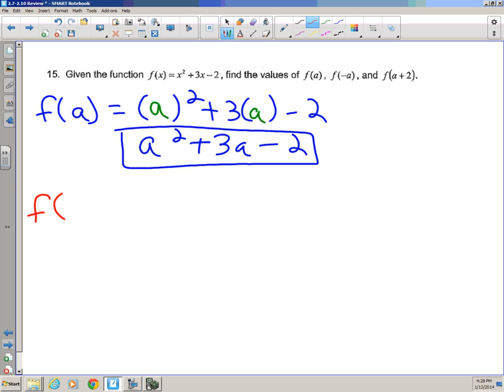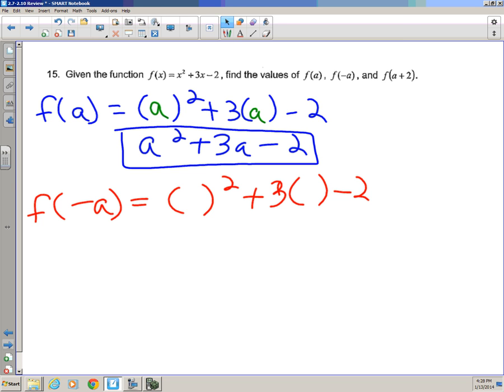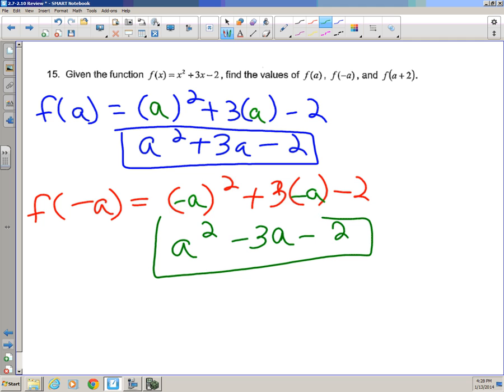When I evaluate the function at negative a, it becomes, again, x squared plus 3x minus 2, but I'm evaluating it for negative a. Well, a negative a times a negative a is a positive a squared. 3 times negative a is minus 3a minus 2. Looks very much like the first one, except now it becomes minus 3a, not plus 3a.